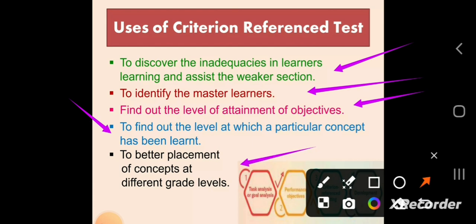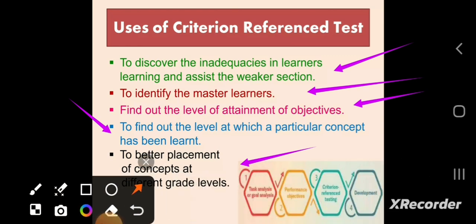Grade level placement. CRTs assist educators in making decisions about the appropriate placement of concepts in the curriculum at different grade levels, ensuring they align with students' learning capabilities. Task or goal analysis. CRTs can be used to analyze specific tasks or goals within the learning process to determine whether learners can perform these tasks according to set criteria.